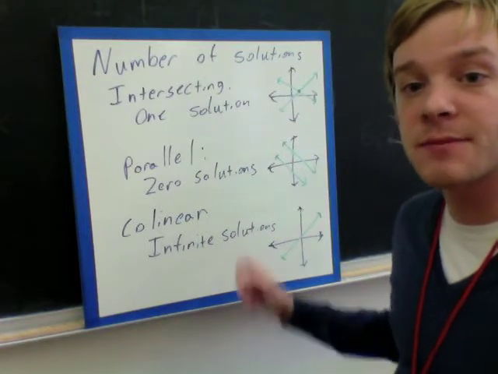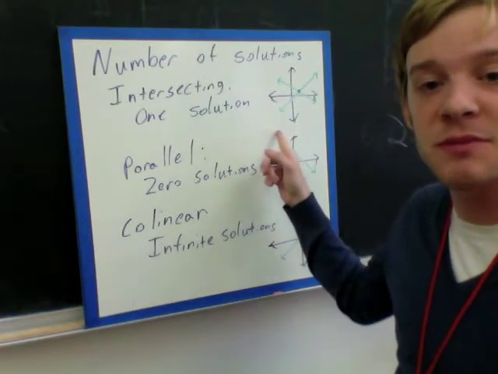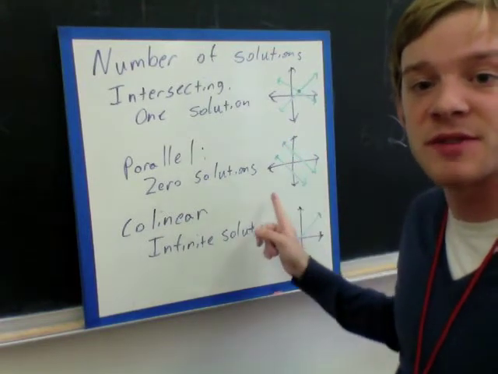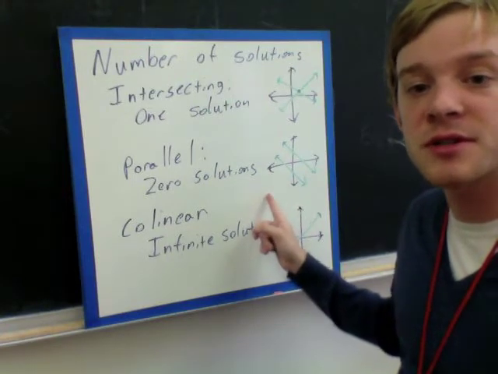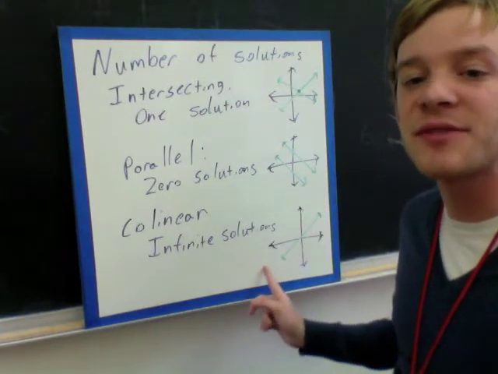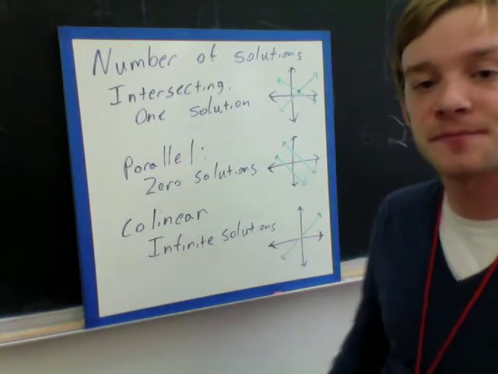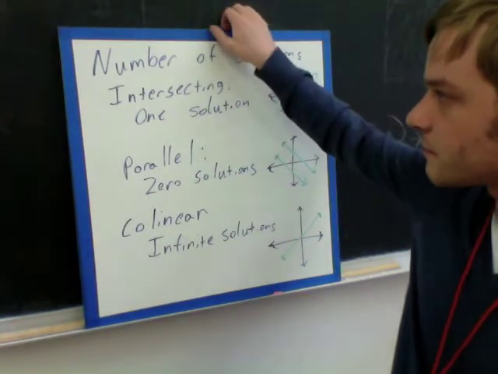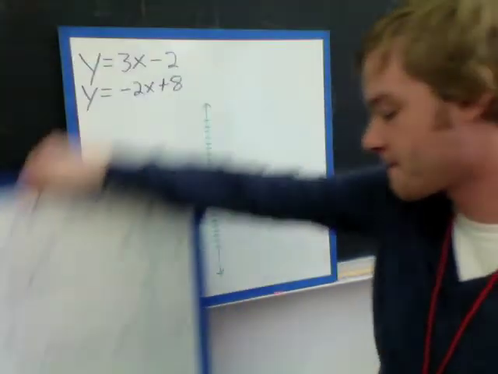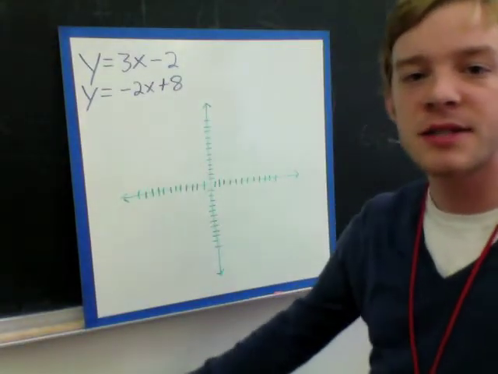So sometimes we'll have one solution. This will be most of the time. Sometimes we'll have zero solutions when our lines don't cross. And sometimes we'll have infinite solutions when the two lines are right on top of each other. Let's take a look at an example.